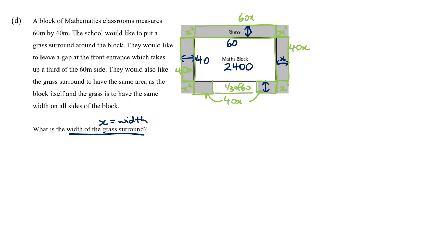So what you've got now is an expression of 4x squared plus 40x, 40x, 40x plus a 60x, 180x. And what does that equal? 2,400. Yeah, because it's the same area as the block itself. So that there equals 2,400. Okay.